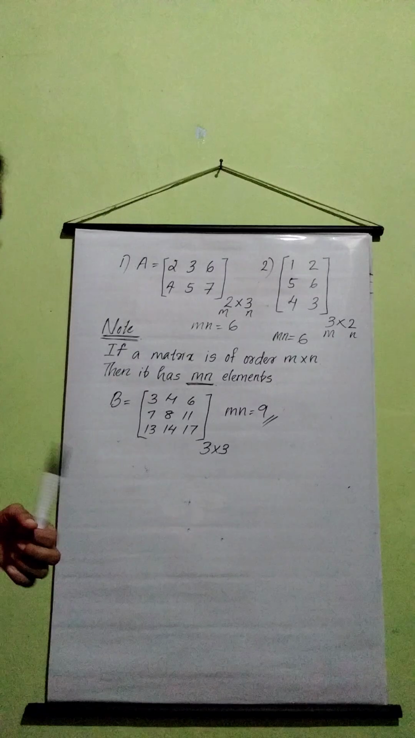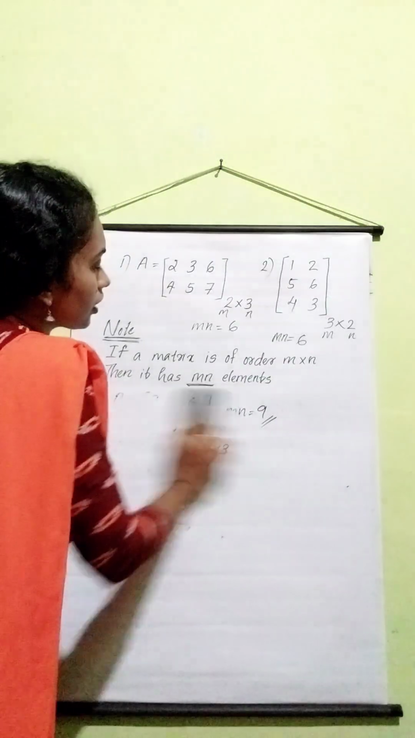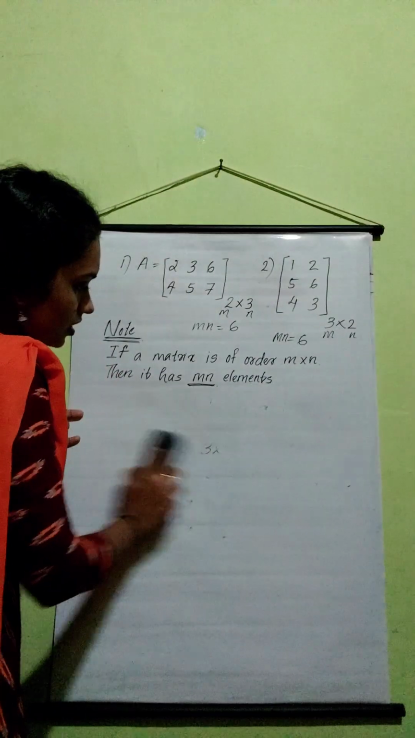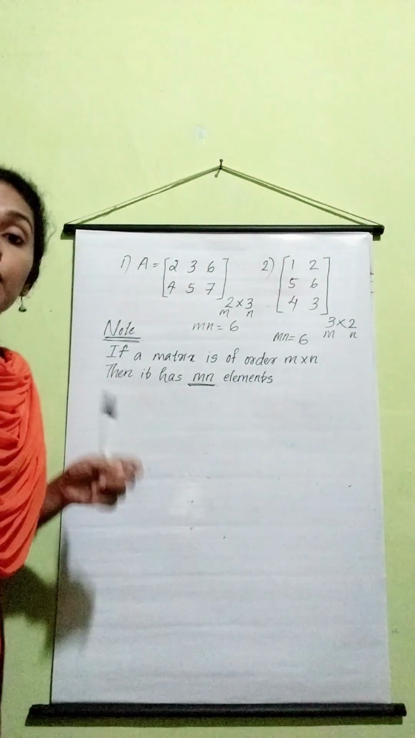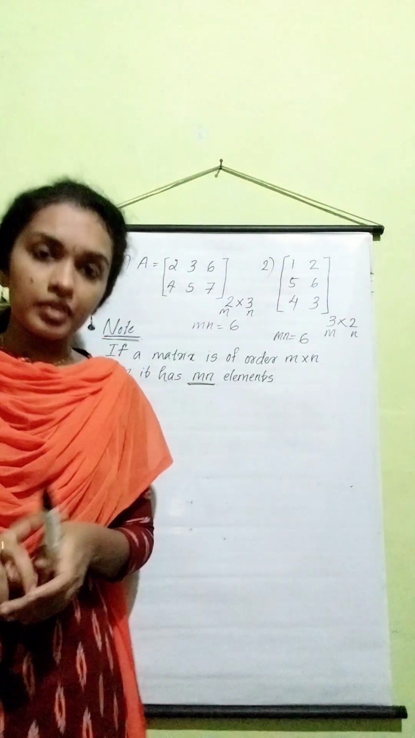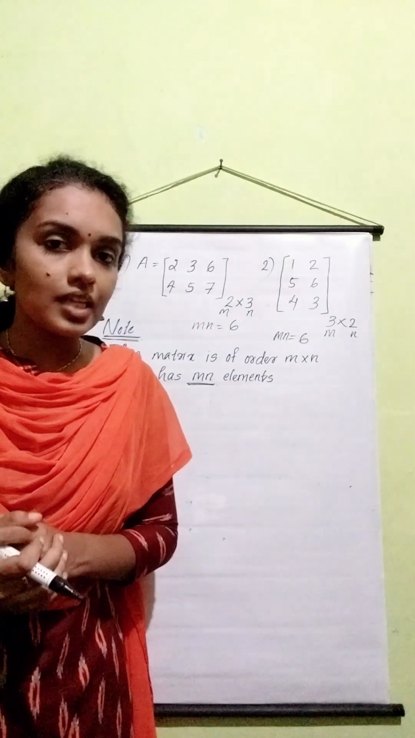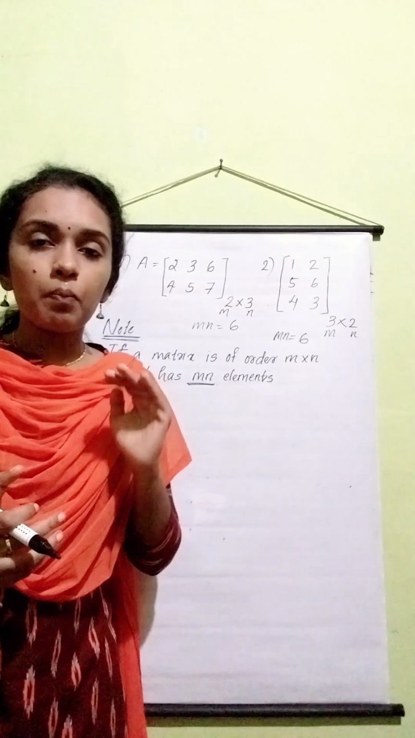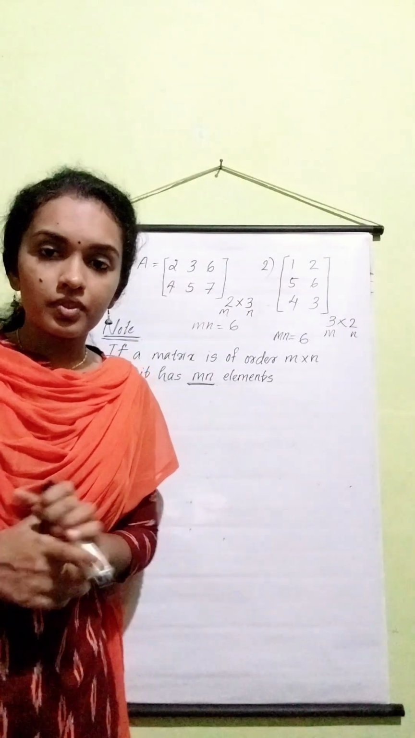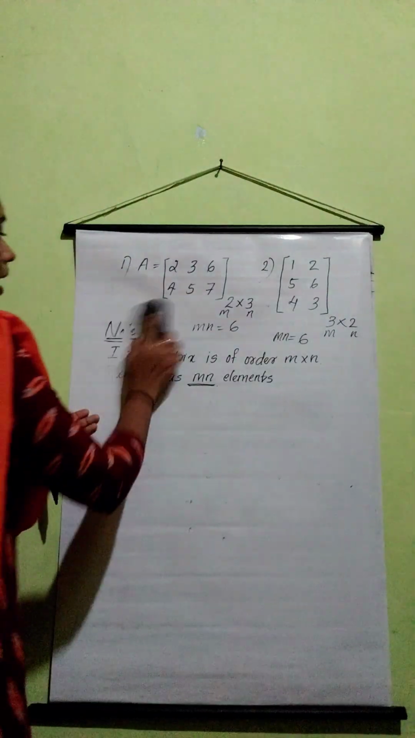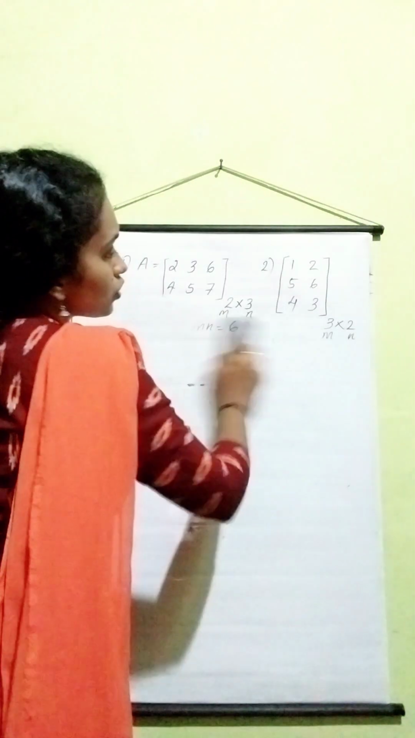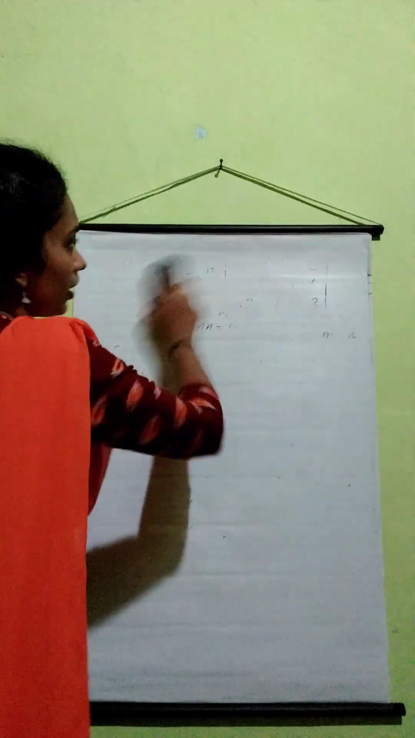So if you know the order of a matrix, we can easily find the number of elements inside that matrix. Similarly, if you know the number of elements inside a matrix, we can guess the possible order of that matrix. Let's try to solve a problem. Okay.